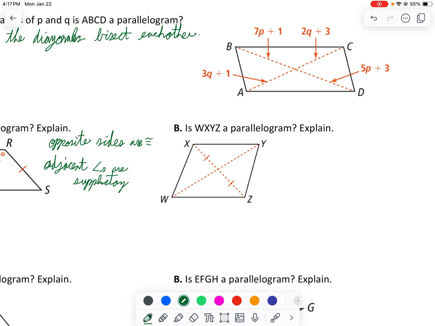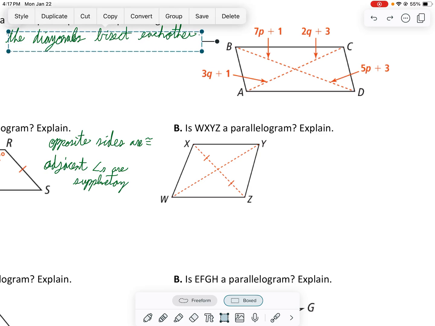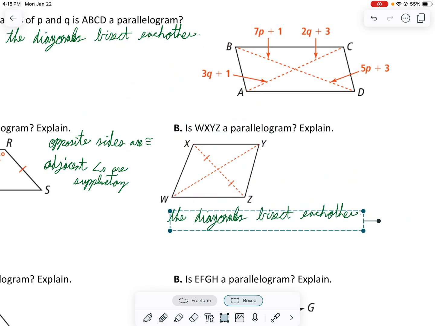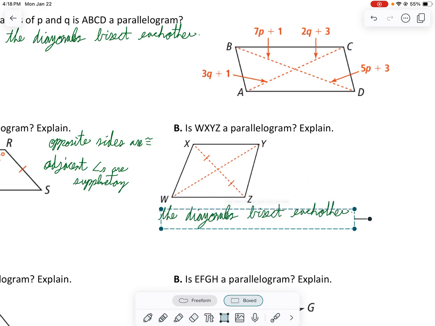Okay, for this one, I want you to use the diagonal property. If you're starting to recognize, oh yeah, this is dealing with the diagonal, so I've got to use the diagonal property. And I have it written right over there, so I'm not going to spend my time rewriting it. In a parallelogram, the diagonals need to bisect each other. So if they do, that's great.